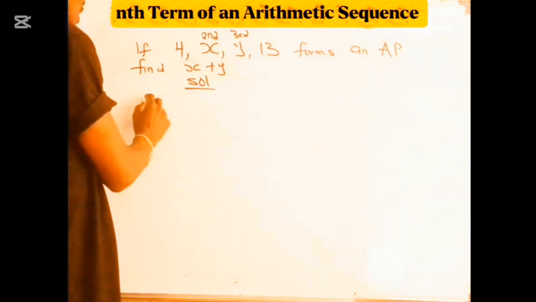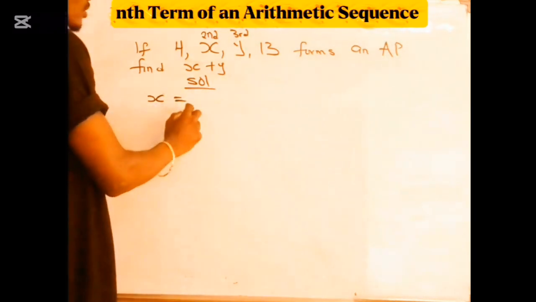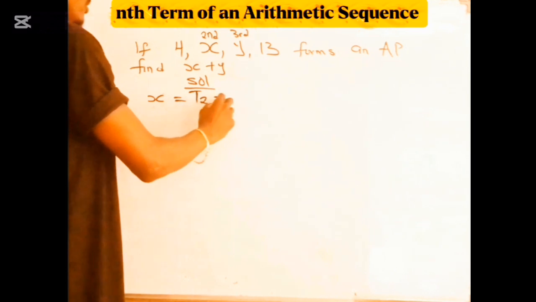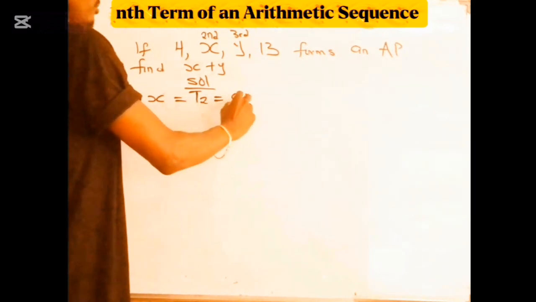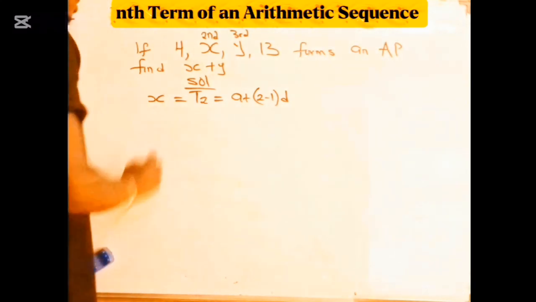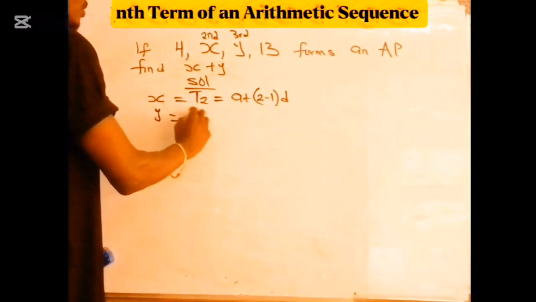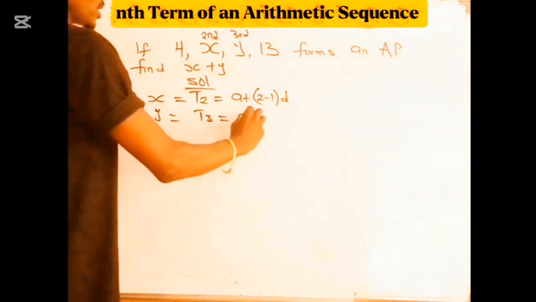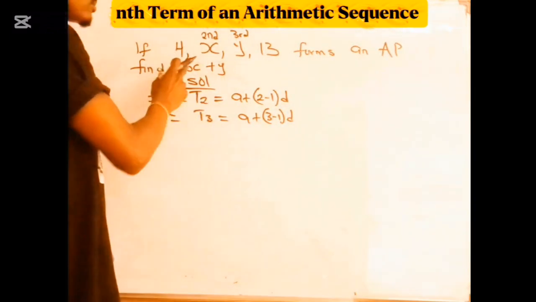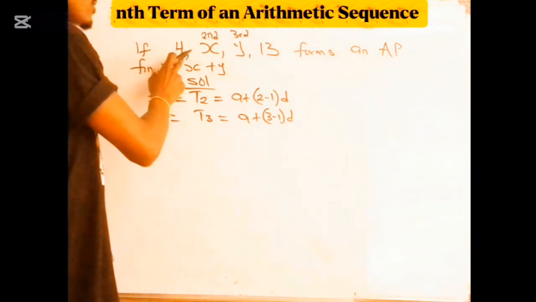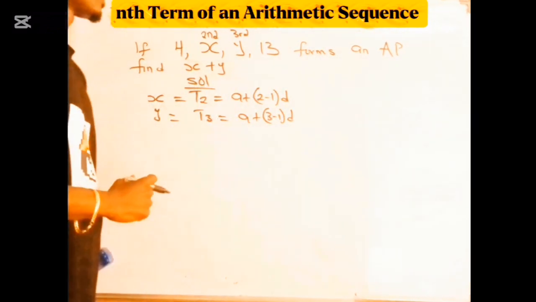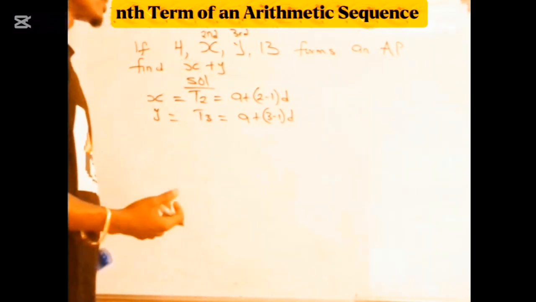So we can say x is equal to T2, which is equal to A plus 2 minus 1 D. And y is equal to T3, which is A plus 3 minus 1 D. A is given to us as 4, but we don't have D. We don't have D, but we have our A.